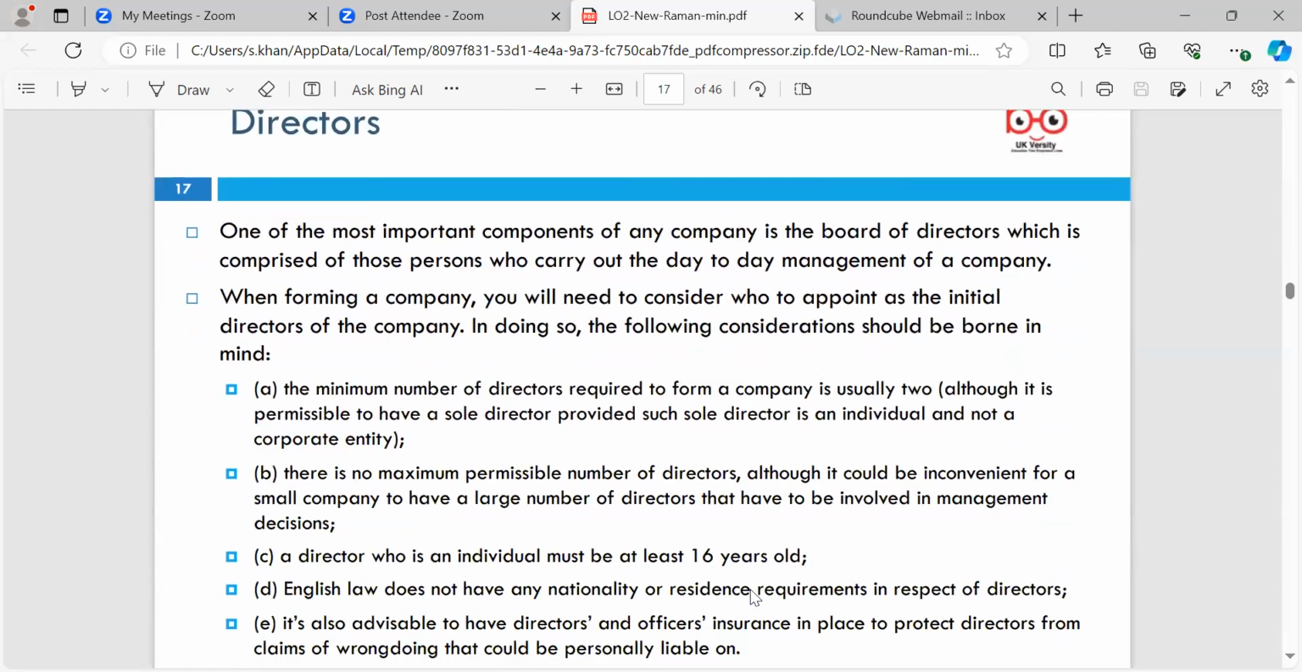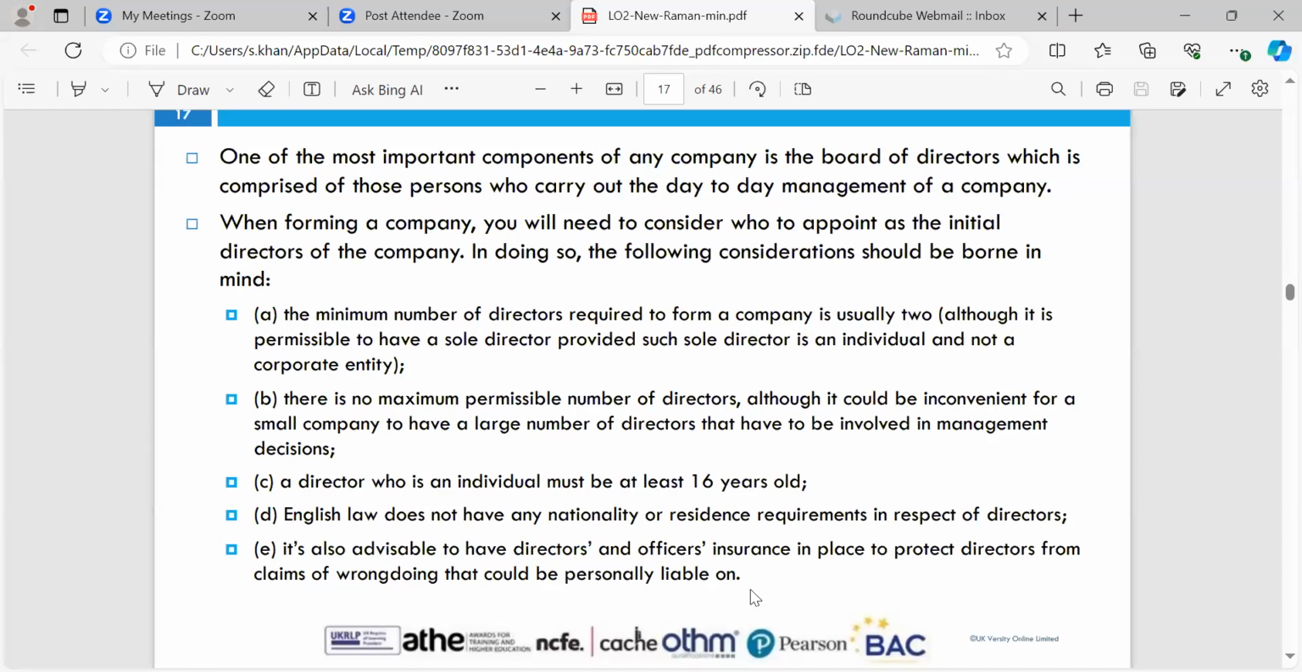Directors, as we said, are one of the main people in regards to a company. One of the most important components of any company is the board of directors, which is comprised of those persons who carry out the day-to-day management of the company. When forming a company, you will need to consider who to appoint as the initial directors of the company.